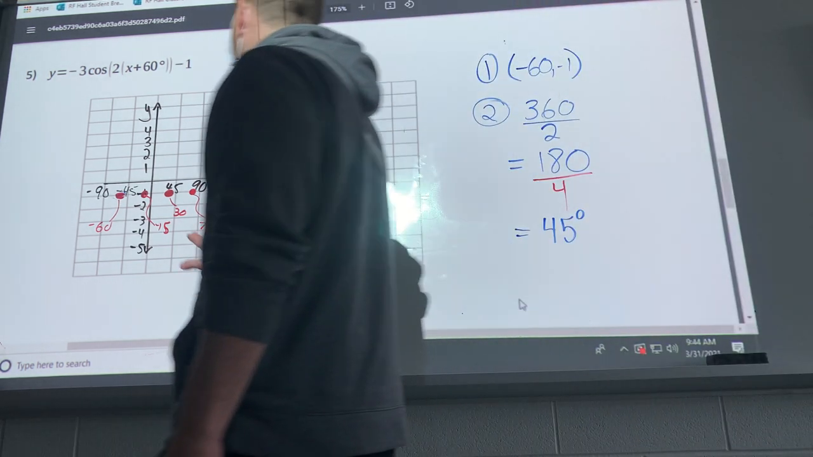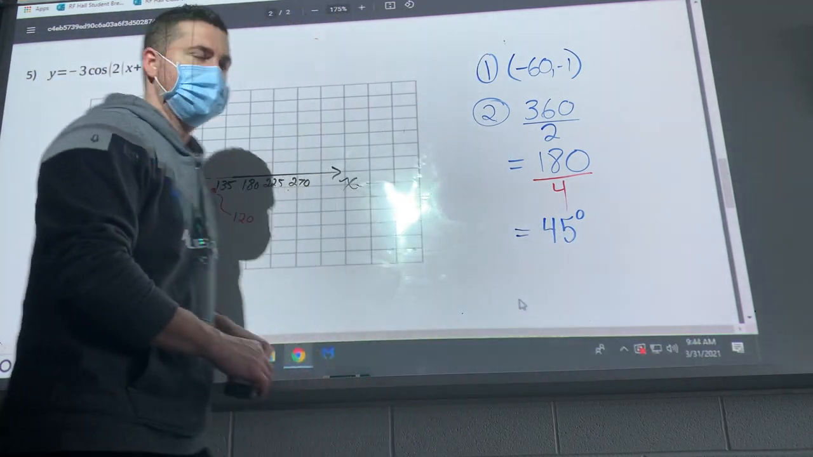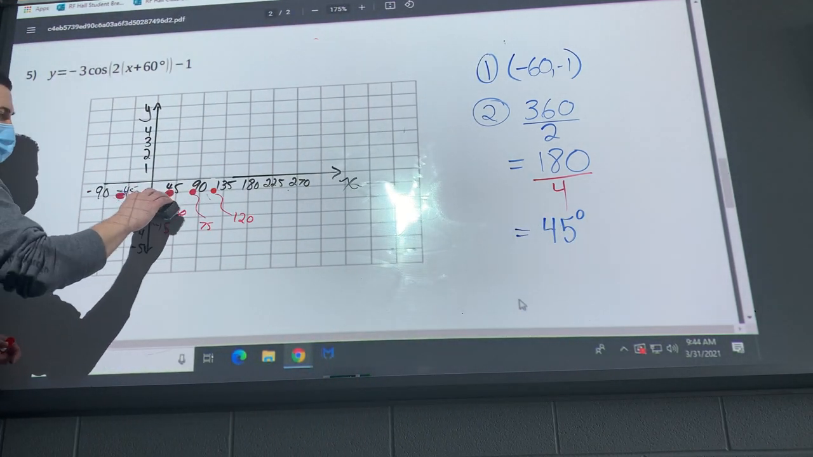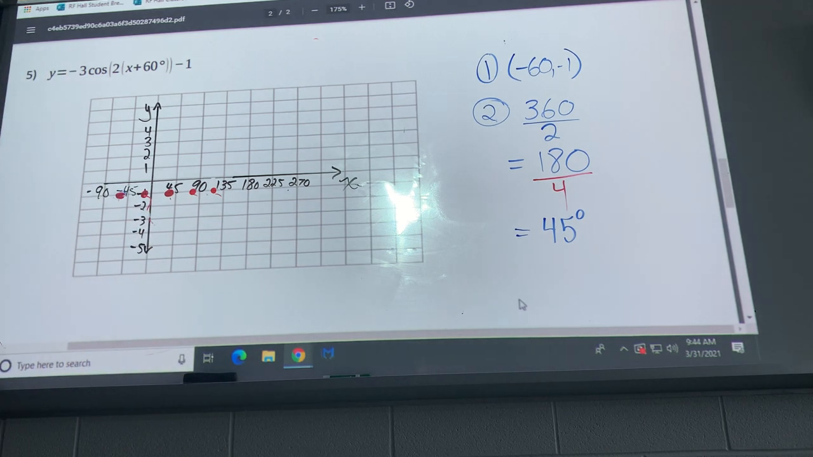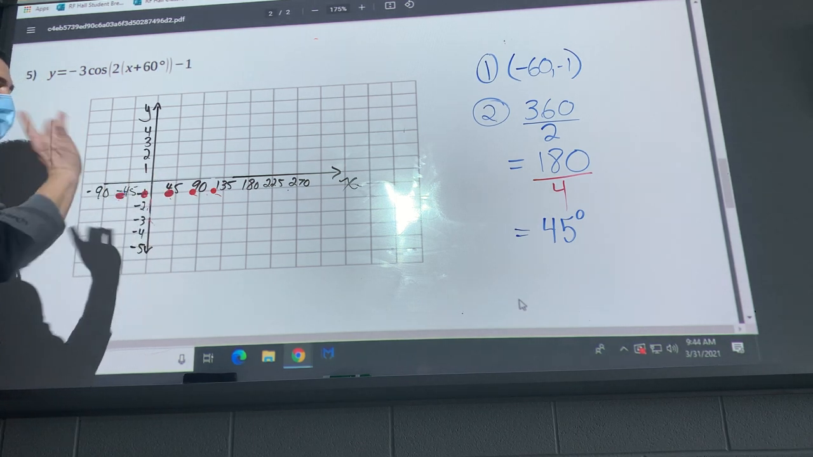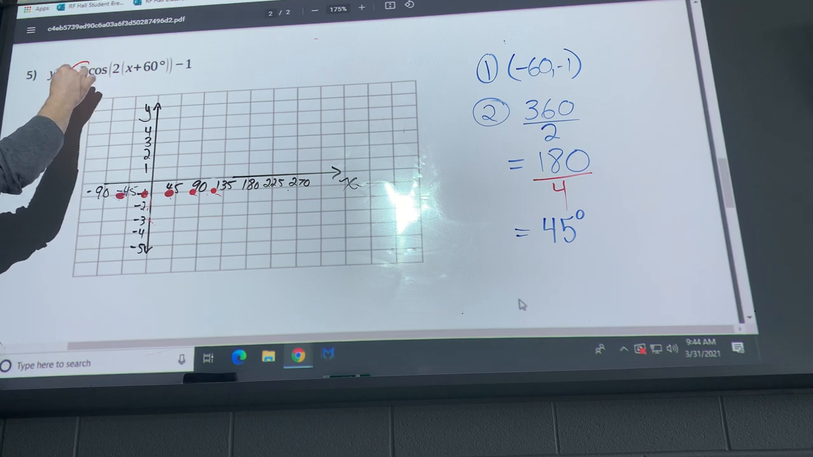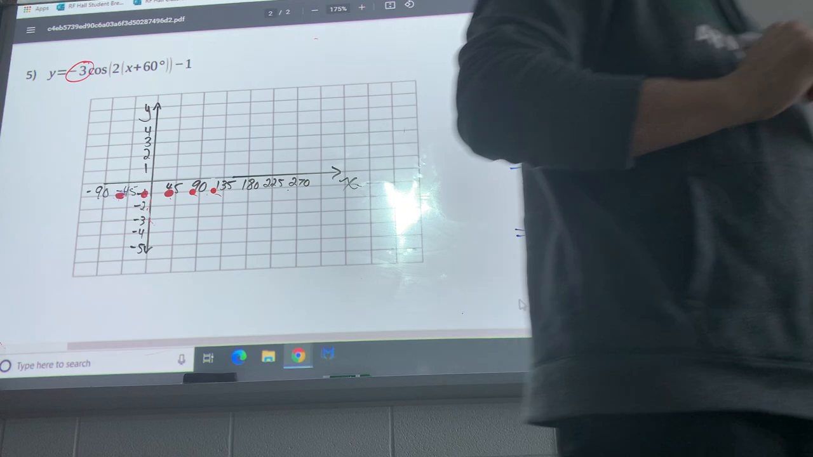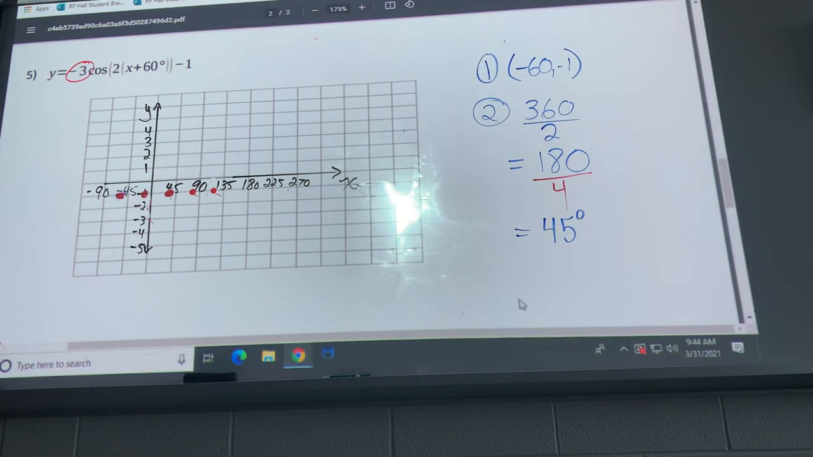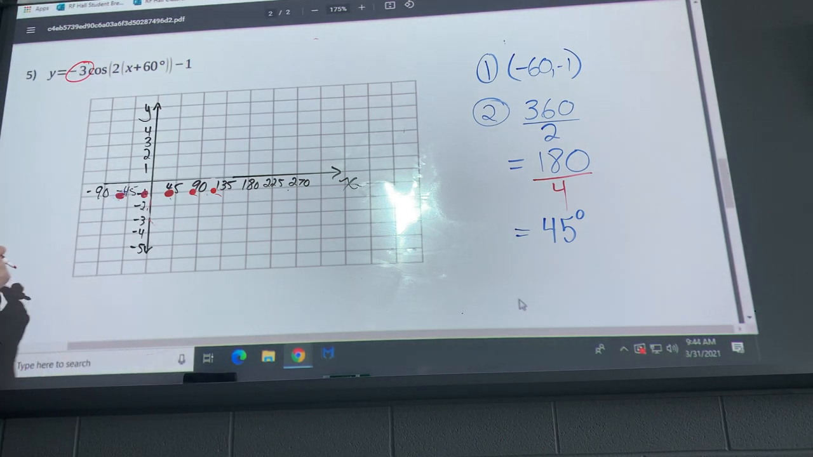And now we have cos. What points do we move? Esther? 1, 3, and 5. So we're going to move 1, 3, and 5 based on the amplitude. Our amplitude is negative 3. So where am I going to go first? Down, good. So we're going to go down first, since it's negative 3.